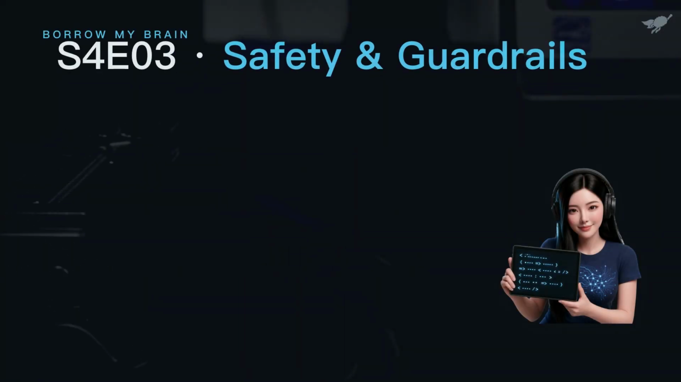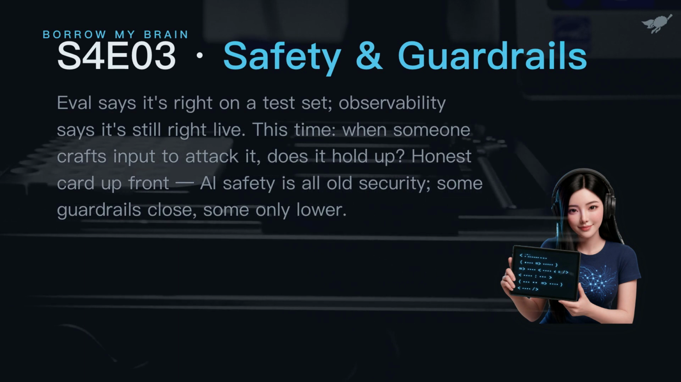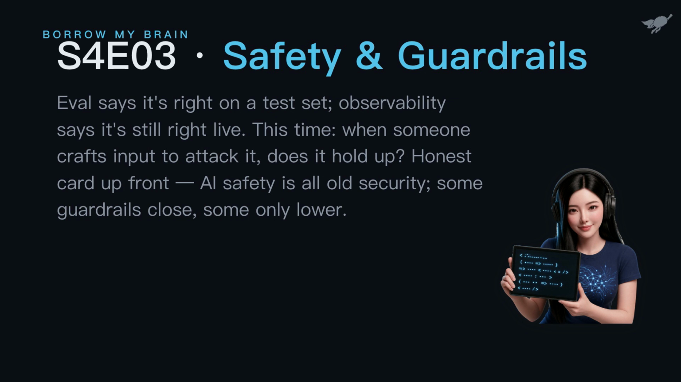Season 4, Episode 3. In the first 2 episodes, we did 2 things. Evaluation tells you the system is right on a fixed test set. Observability tells you it's still right on real traffic. Today's episode asks the third question. When someone's out to break your system and feeds it carefully crafted input, does it still hold?